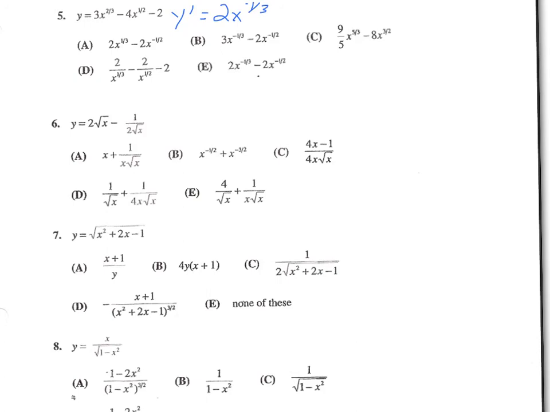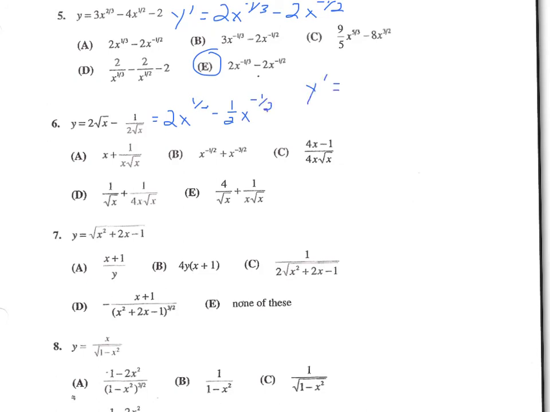And then 4 times 1/2 is just minus 2x to the -1/2. And then those negative exponents can get set to the, oh, no, we have the answer right here, choice E. For problem 6, I'm going to rewrite it as 2x to the 1/2 minus 1/2 x to the -1/2 before I take the derivative.